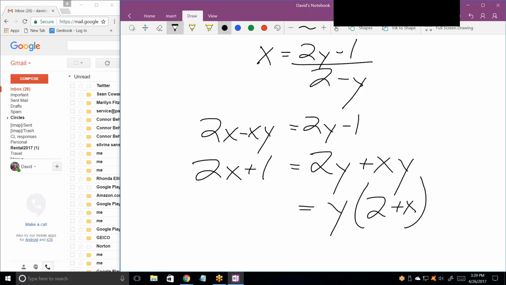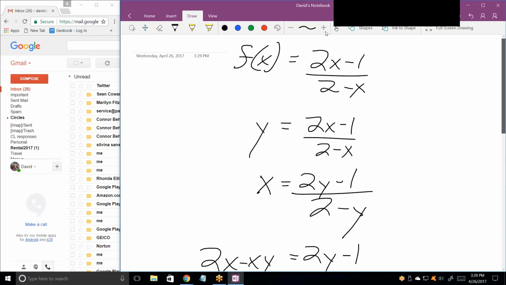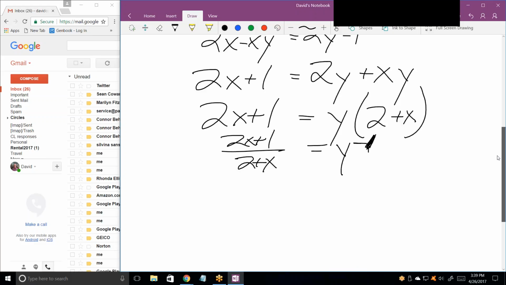That's it. And then it's 2x plus 1. Now if you solve for y, it's dividing both sides by this 2 plus x. So we get 2x plus 1 over 2 plus x. That is y inverse. It's not really fair to call it y. Y was 2x minus 1 over 2 minus x. This is 2x plus 1 over 2 plus x.